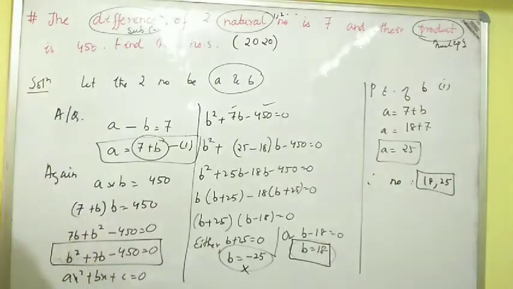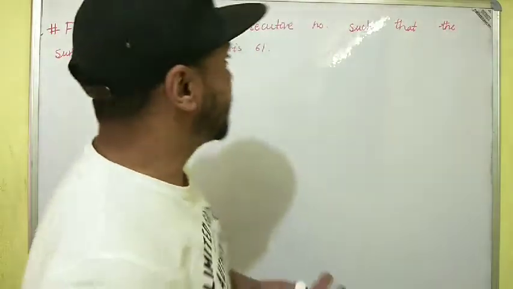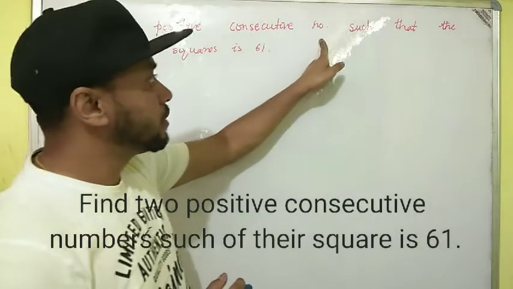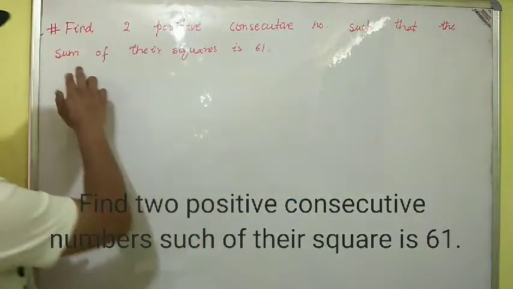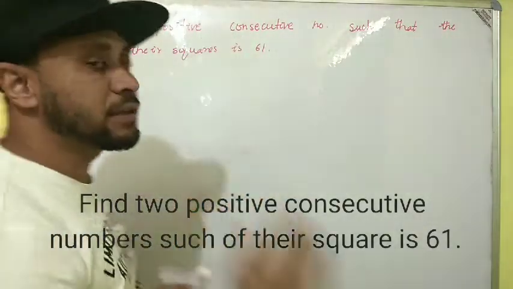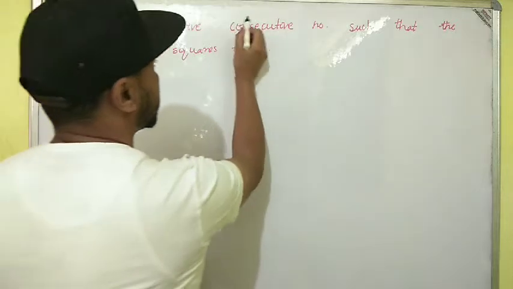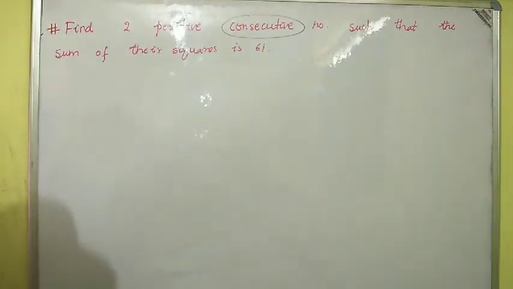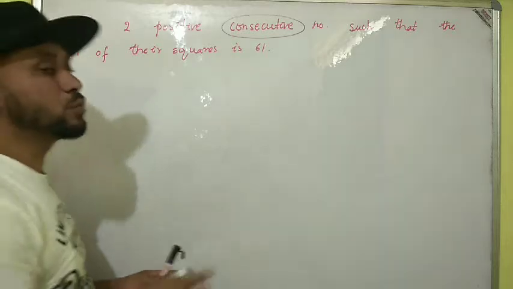Alright. Now this is the second example. It says, find two positive consecutive numbers such that the sum of their squares is 61. Now here, this term is important: consecutive. Alright? Now what does it mean? Consecutive means one after another.